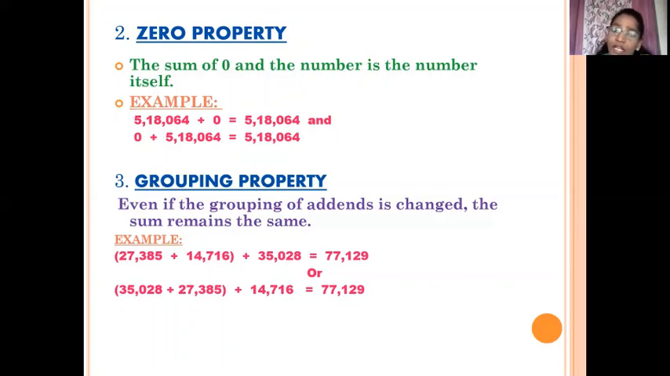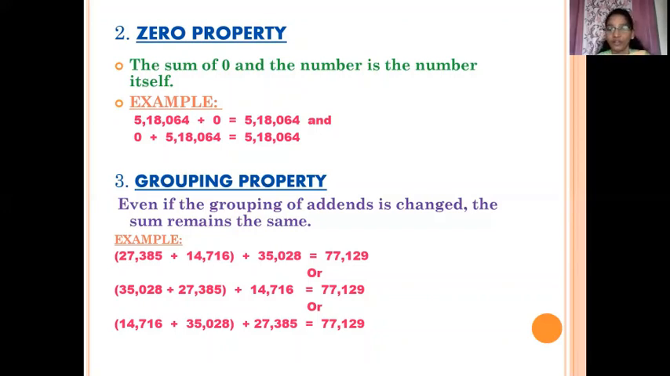Then also the sum remains the same, that is 77,129. Now in the third case, I'll try to regroup them as 14,716 I would like to add first with 35,028. Then to their sum, I'm adding 27,385. Still, the sum remains the same, that is 77,129.